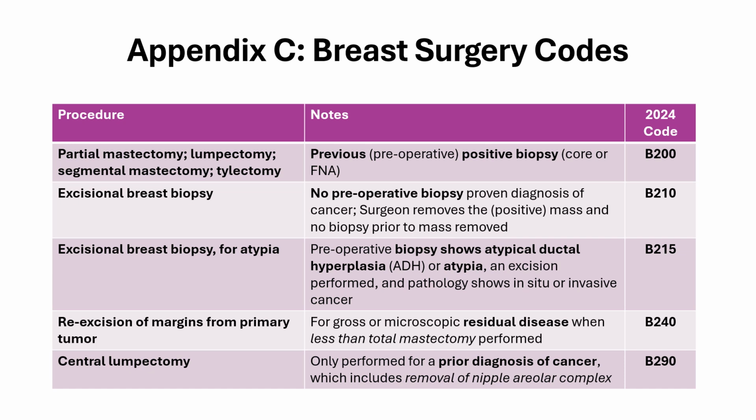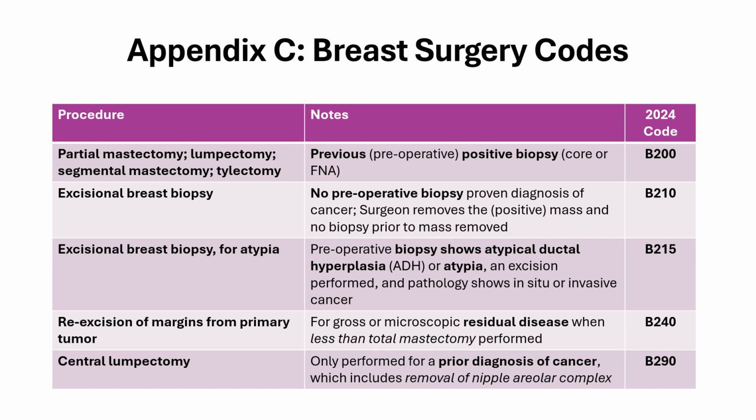B215 is an excisional breast biopsy, but they're doing this because there is atypia. We know that the patient has either atypical ductal hyperplasia or some type of atypia, and that is why the excisional breast biopsy was performed. And this excision diagnoses the patient with either in situ or invasive cancer.